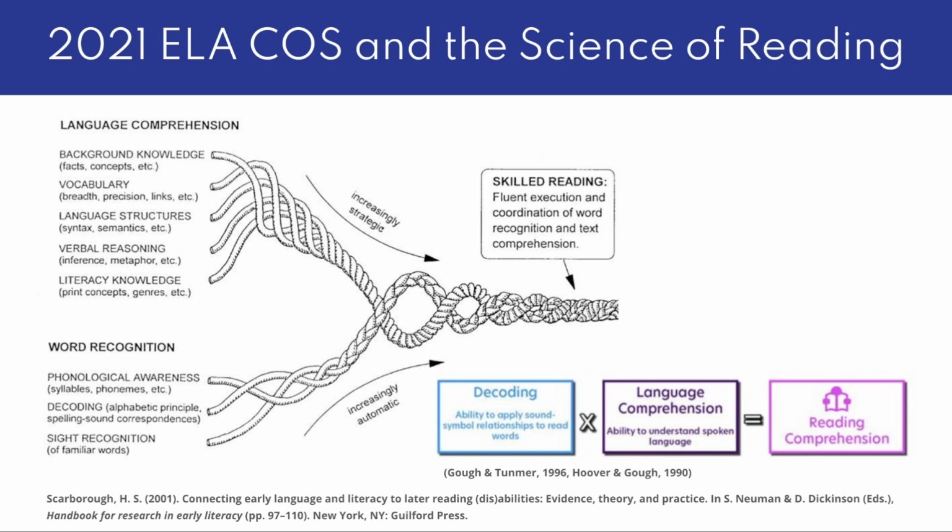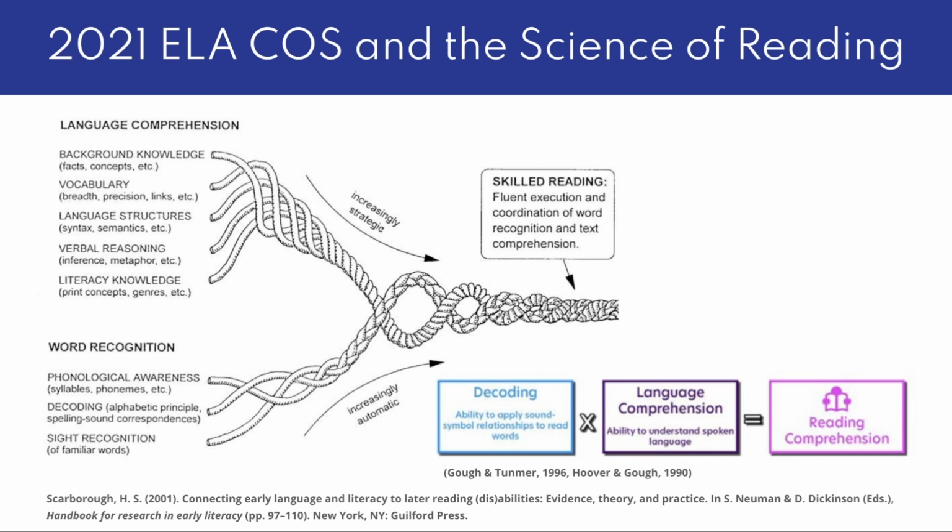The 2021 ELA Course of Study and the Science of Reading. The development of the K through 3 standards were guided by the science of reading, which is the body of research that has emerged from multiple disciplines to discover how the brain learns to read and write and why some students experience difficulty doing so.